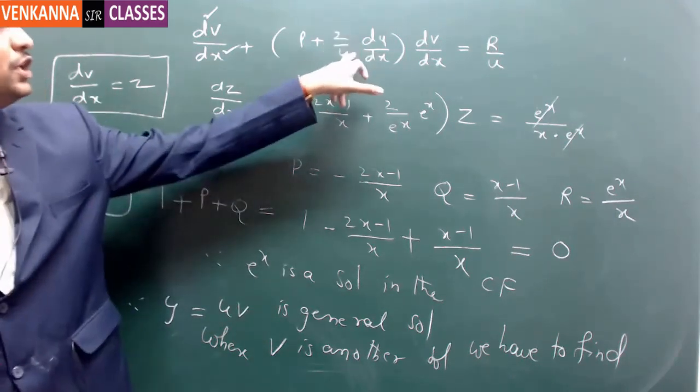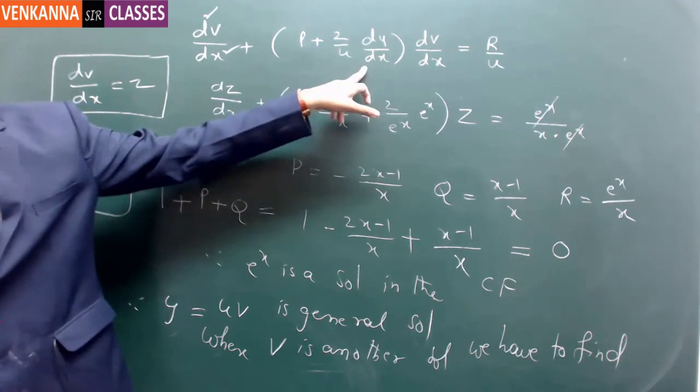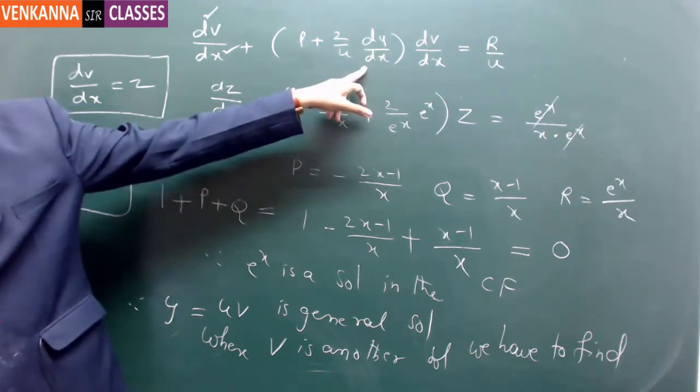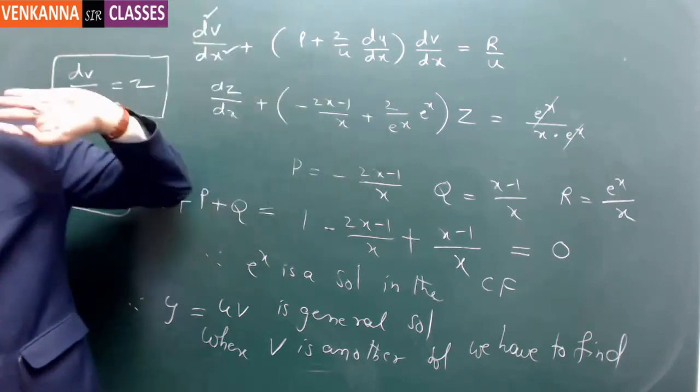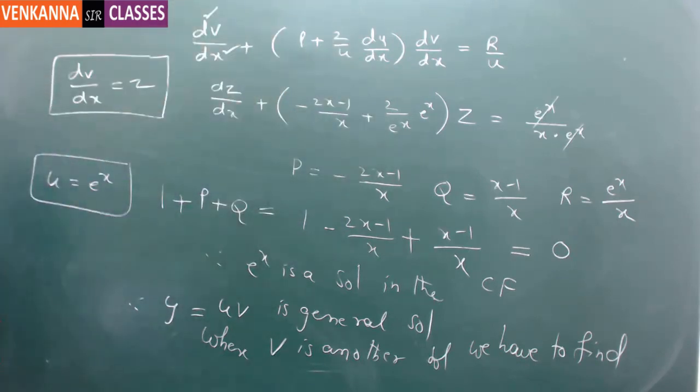Two by u into du by dx. Differentiation of the solution which you found. So e power x differentiation is nothing but e power x. Accepted? Right. I will wait. If everyone is clear with the approach, then I move further. Any doubts till so far, you can ask.